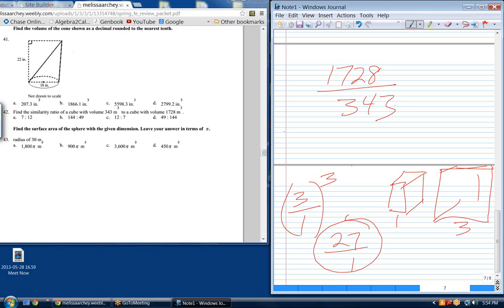Well, I recognize this one. Isn't that 7? 343 is 7 cubed. So 7 is its cube root. What's the cube root of 1728? It's 12. So you cube root it and then you turn that answer into a fraction, because it says ratio. Ratios always mean fractions.